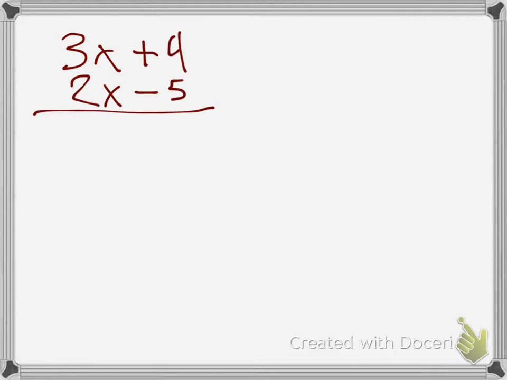Now, there's 3 different ways we can multiply, depending on what you like. I prefer 3x plus 4, 2x minus 5, the vertical method. The vertical method means it's like two-digit multiplication. You say negative 5 times 4 is negative 20. Negative 5 times 3x is negative 15x.